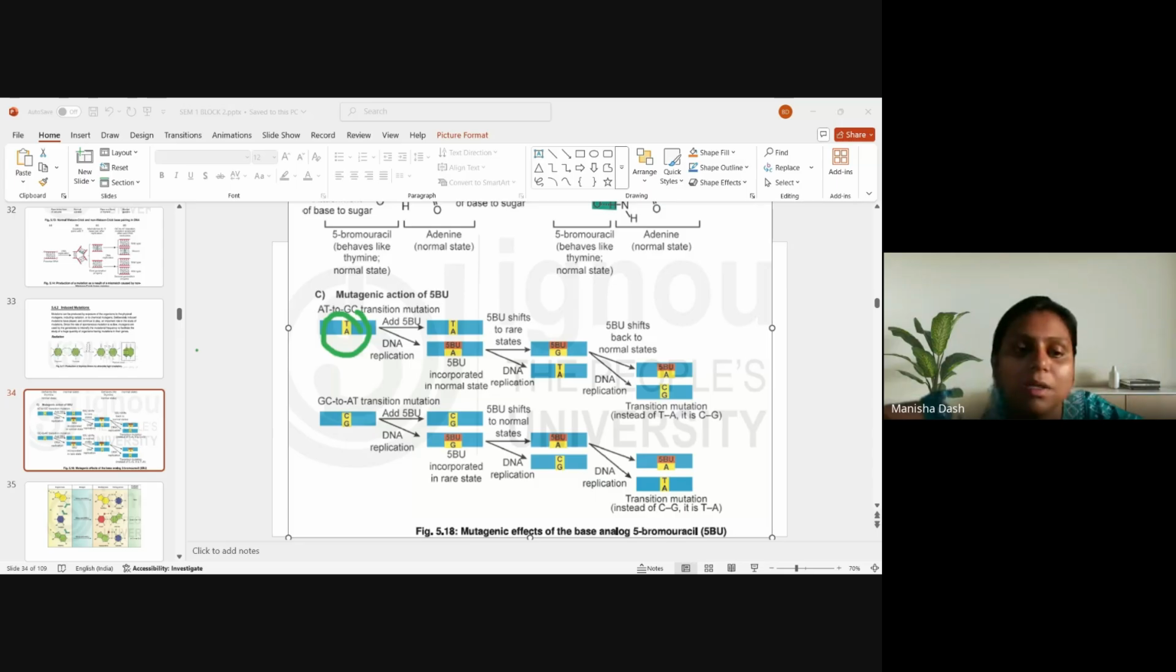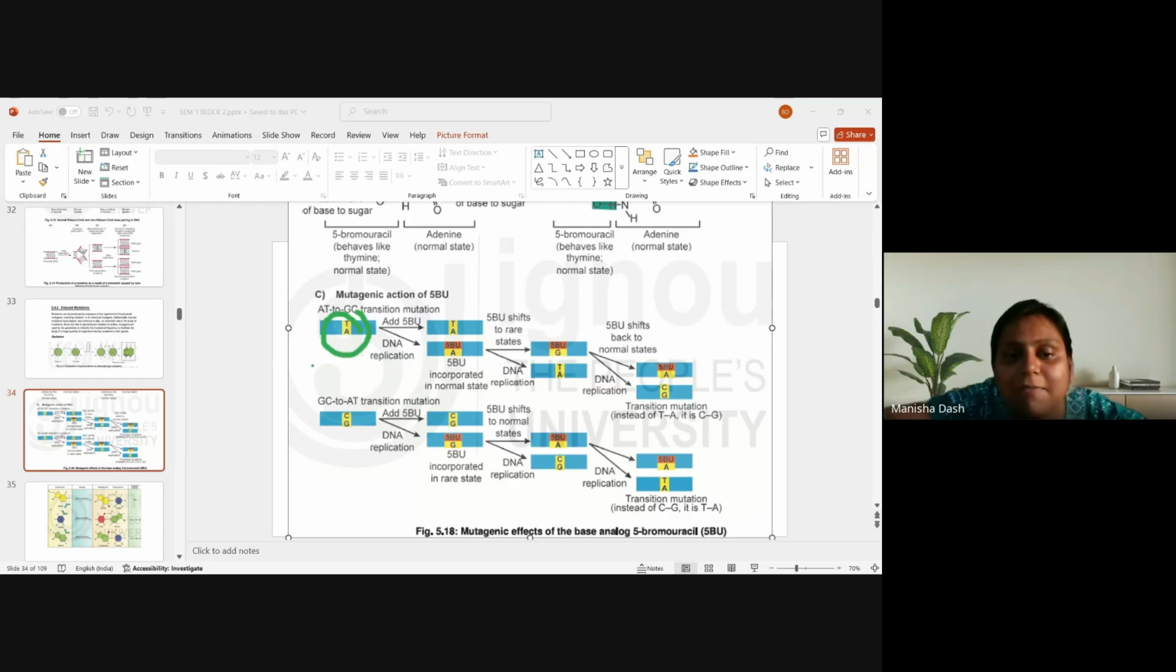So here the T has normally paired with an adenine, but the A, instead of pairing with the thymine, has been wrongly paired with a 5-bromouracil. Now the 5-bromouracil, like a normal thymine, can change its form from common to rare form, that is from keto to enol form. So if it changes the form, then instead of acting as thymine, it will act as a cytosine.